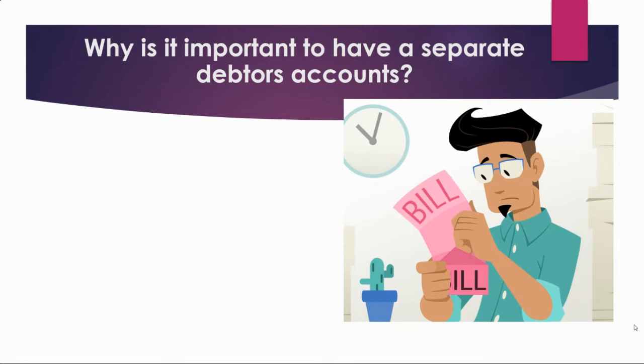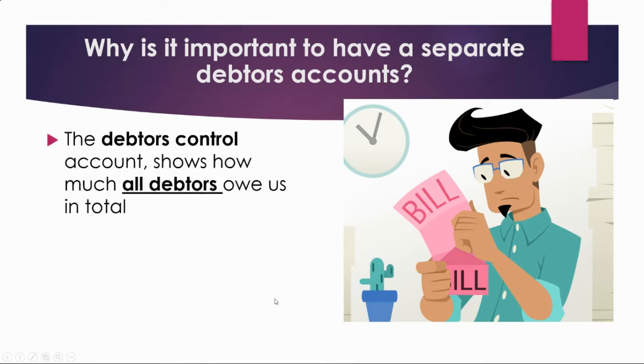Okay, so let's quickly look why it is important to have separate debtors accounts. Your debtors control account on your trial balance is a collection of all of your debtors accounts. So it shows you how much all your debtors owe you in total. It does not show you an individual debtor. So for a business, it's very difficult if they just look at debtors control to see how that balance is made up. So do I have one debtor that owes me most of the money, or do I have a number of small debtors amounts?